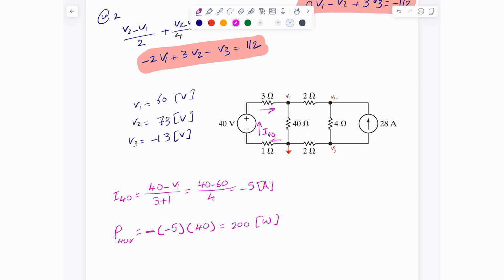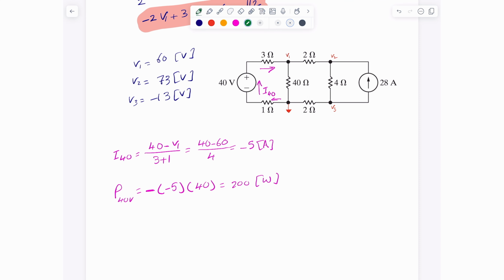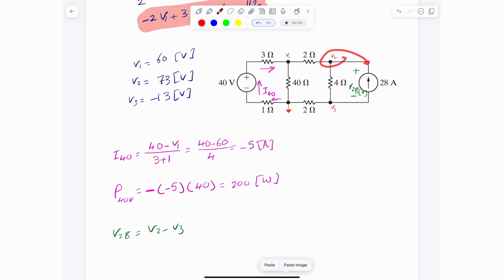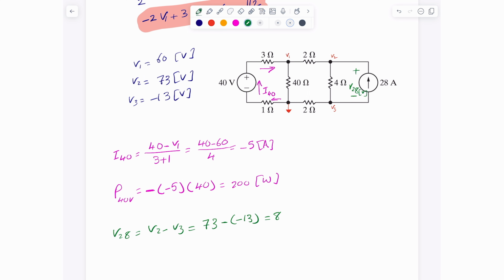So let's figure out what power is being generated by the 28 amp source. What we need to do is figure out the voltage across it, between here and here. I'm going to call it V28 volts. And V28 is simply V2 minus V3, because this point in here is just simply the V2, and this point in here is simply the V3. So the voltage across it is V2 minus V3 if I assume this to be positive. If I assume this to be positive, this will be negative. That would have been V3 minus V2, but that's what I have assumed. So V2 minus V3 is simply 73 minus 13, and I believe that will be 60 volts.